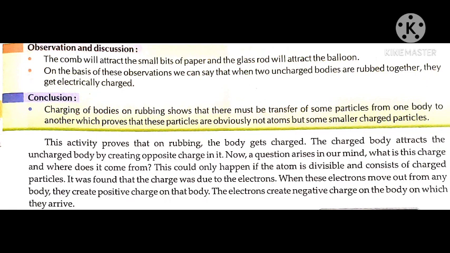Now the question arises in our mind: what is the charge and where does it come from? This could only happen if the atom is divisible and consists of charged particles. It was found that the charge was due to electrons. When these electrons move out from any body, they create positive charge on that body. The electrons create negative charge on the body on which they arrive.